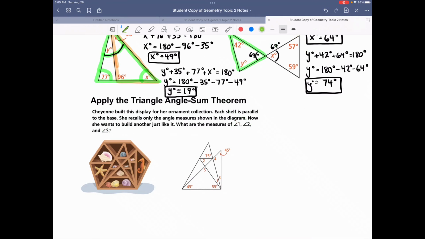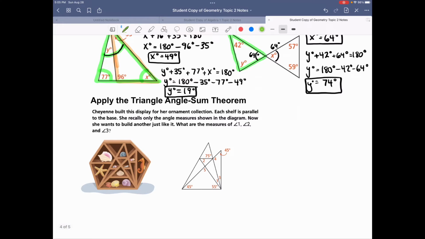Awesome. We have another apply problem. Cheyenne built this display for her ornament collection. Each shelf is parallel to the base. She recalls only the angle measures shown in the diagram. Now she wants to build another just like it. What are the measures of angles 1, 2, and 3?